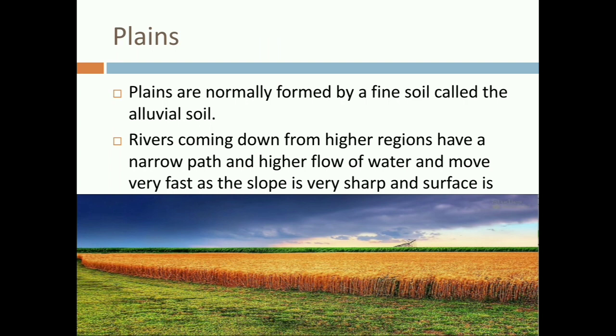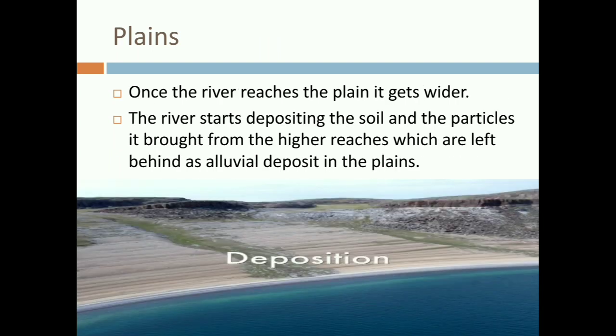Rivers coming down from higher regions have a narrow path and a high flow of water and move very fast as the slope is sharp and the surface is rocky. This speed and force of the water make them carry along a large amount of eroded material from the mountain surface and surroundings. Once the river reaches the plain, it gets wider since the same amount of water is now flowing through a wider area and shallow slopes. It would automatically lose its speed.